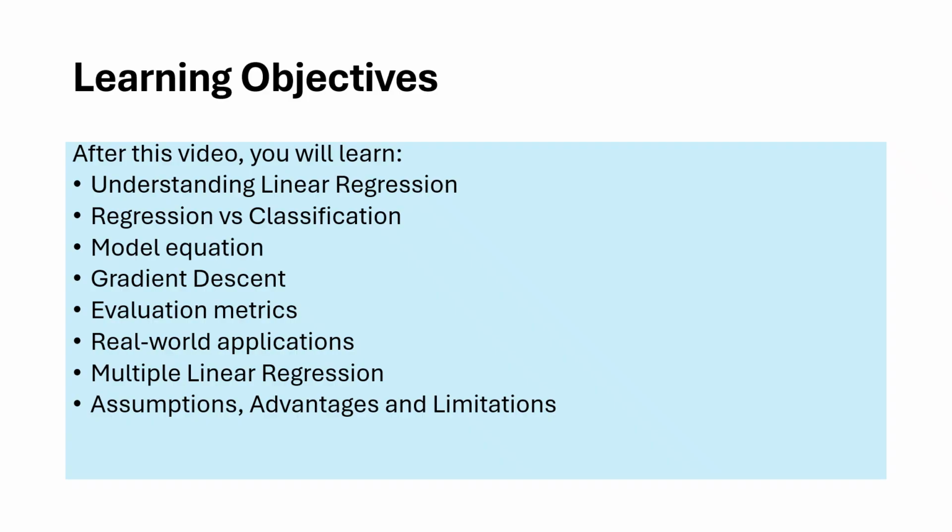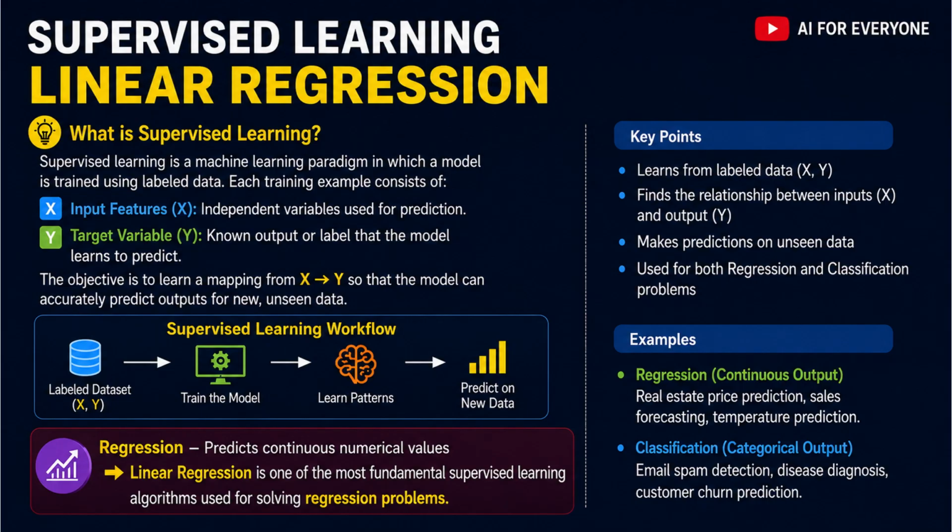So the learning objectives of this video are understanding linear regression, comparing regression and classification, the model equation of linear regression, what is gradient descent, evaluation metrics, real world applications, multiple linear regression, some assumptions, advantages and limitation of linear regression. So first let us talk about supervised learning, just a brush up, we have already spoken about it.